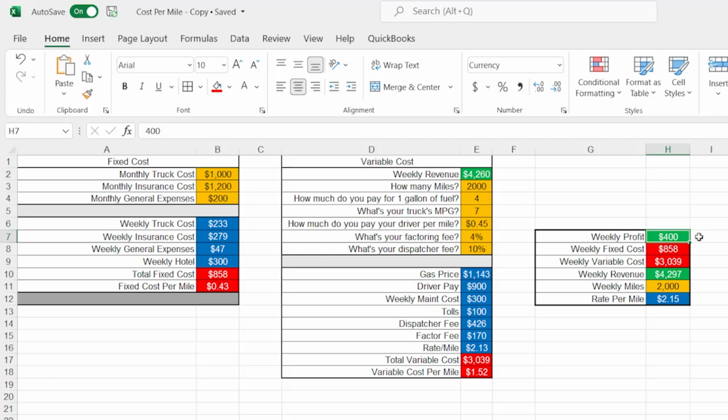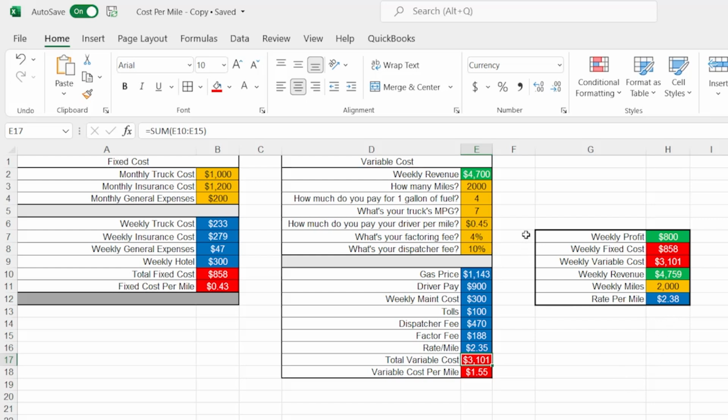This is for owners who are not driving. If you're an owner-operator, you're driving your truck, congratulations, because you're going to be making $400 plus $900 from the driver pay. So that's a total of $1,300 per week, one box truck as an owner-operator. Now let's say you're feeling ambitious and you want to make $800 per week. You need to charge $2.38 per mile and drive 2,000 miles.